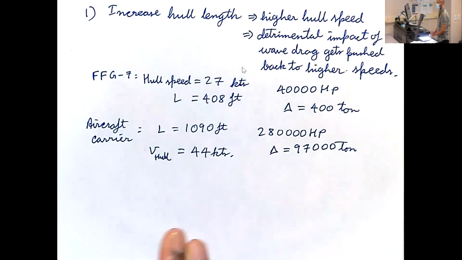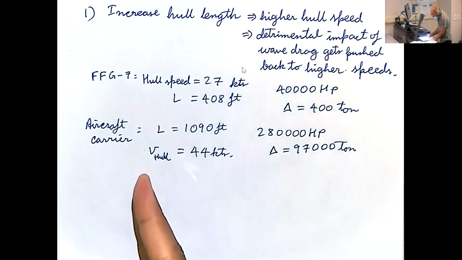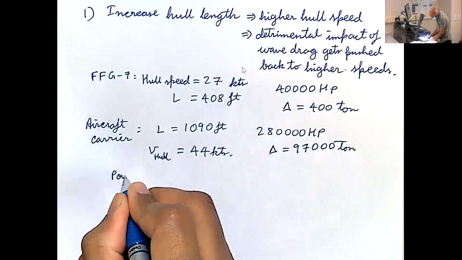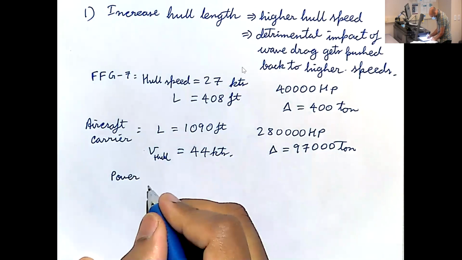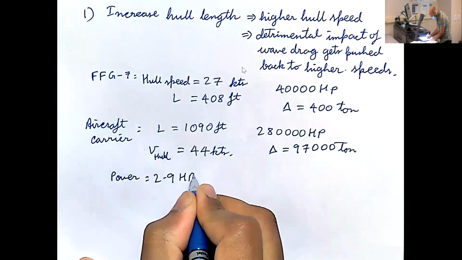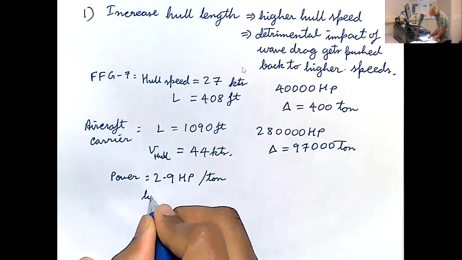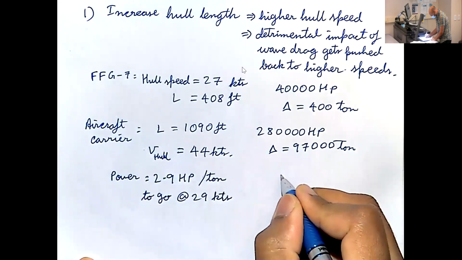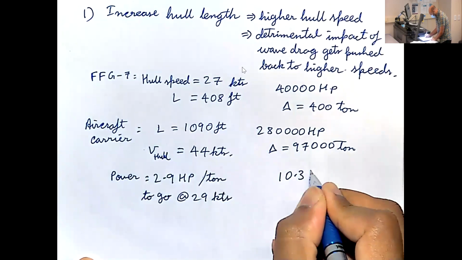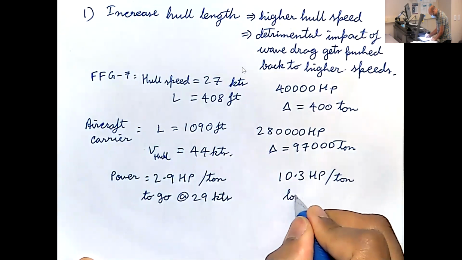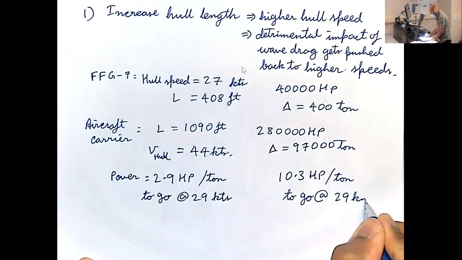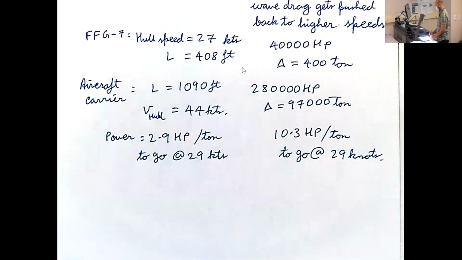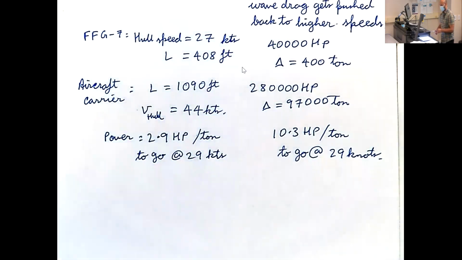Okay, so see, that might seem a bit counterintuitive. A longer hull can go faster, but the reason is you have lower wave drag. Okay, so power required here is 2.9 horsepower per ton to go at 29 knots. And here you have 10.3 horsepower per ton. Okay, so much more effective to have this aircraft carrier transporting things.